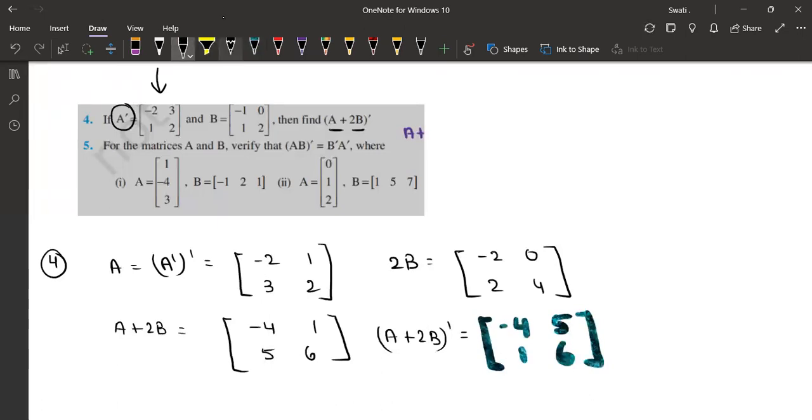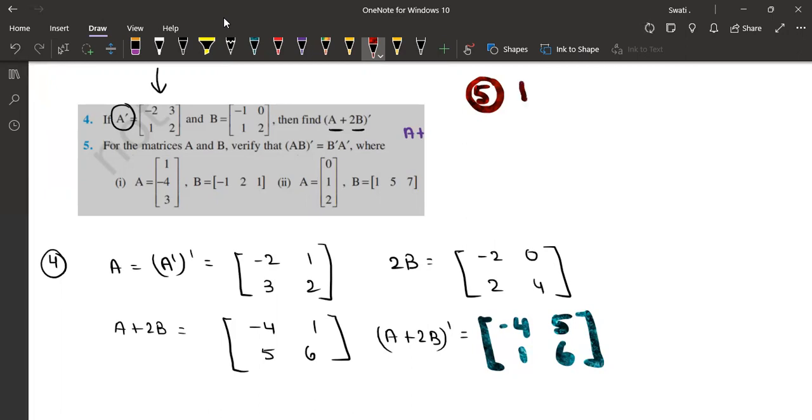Now let's go to the fifth one. I'll write down here. In the fifth one, for the matrices A and B, we need to verify (AB) transpose. That also I've explained already in my previous videos. So yes, let's do this question. We need to verify that (AB) transpose is equal to B transpose A transpose, right? So yes, let's start with this.